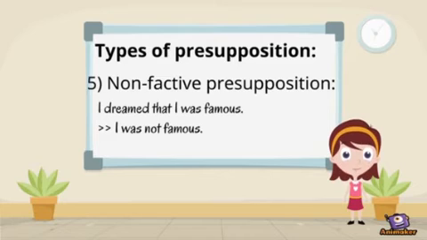A non-factive presupposition is assumed not to be true. Verbs like dream, imagine, or pretend identify a non-factive presupposition. The example is, I dreamed that I was famous, but I was not famous.